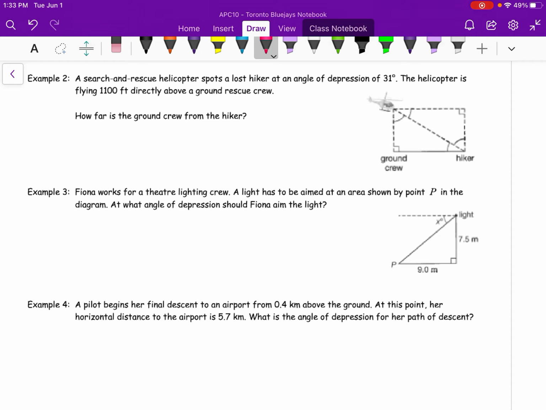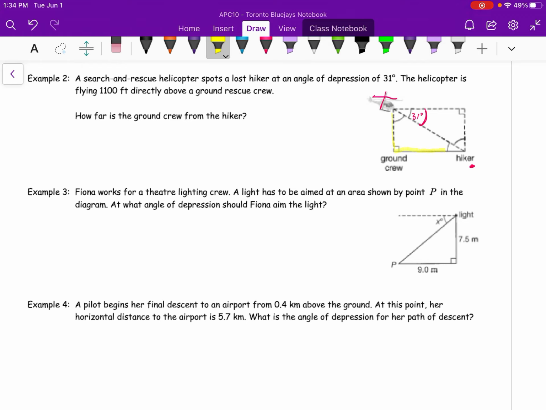A search and rescue helicopter spots a lost hiker at an angle of depression of 31 degrees. The helicopter is flying 1,100 feet directly above the ground rescue crew. How far is the ground crew from the hiker? So here is the hiker. Here's our helicopter. The angle of depression is 31 degrees.